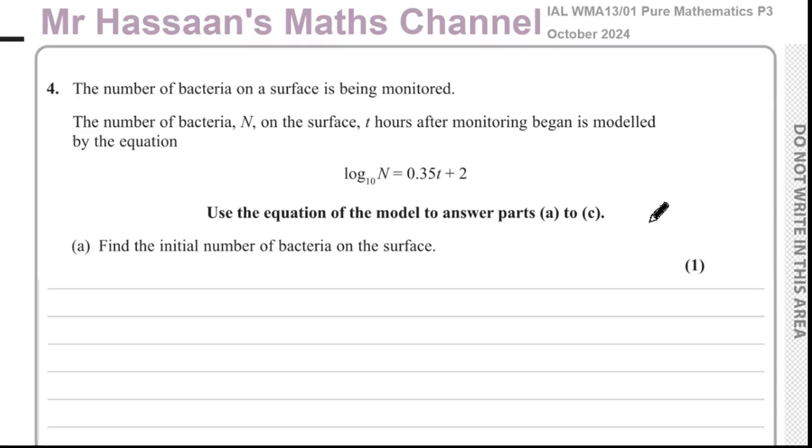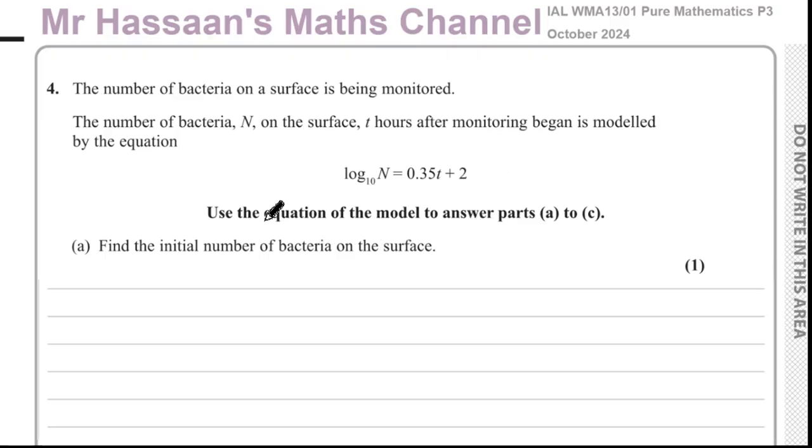I'm now answering question number 4 from the October 2024 Pure Mathematics P3 paper from the Edexcel International A-Level exam. Here we have a question about logarithms. We're told that the number of bacteria on a surface is being monitored. The number of bacteria n on the surface t hours after monitoring began is modeled by the equation log to the base 10 of n equals 0.35t plus 2. So we have to use the equation of the model to answer parts A to C.